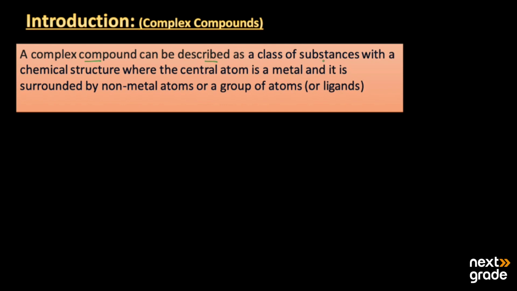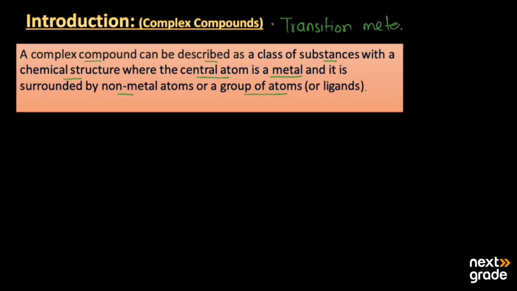the class of substances that have a chemical structure where there is a central atom, which is a metal, and it is surrounded by non-metal atoms, or a group of different atoms, which are called ligands. These are basically called complex compounds. Complex compounds are formed by the metals called transition metals.